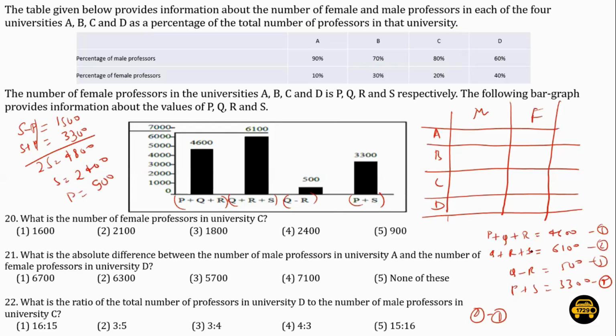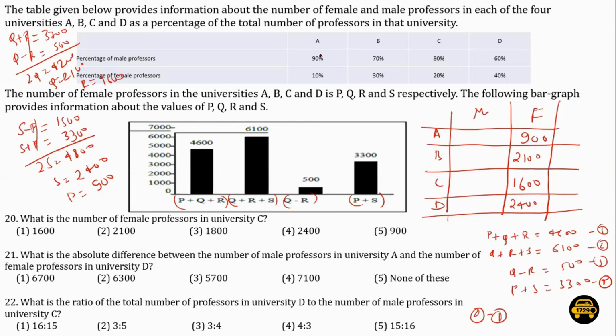Now putting the value of S in this equation, Q plus R is basically 6100 minus 2400, so it will be 3700. And Q minus R is given as 500. So solving both of them, 2Q will be 4200 and Q will become 2100, and R will become 1600. So we'll write it down. P is 900, Q is 2100, R is 1600, and S is 2400.